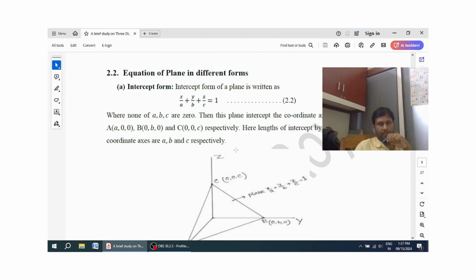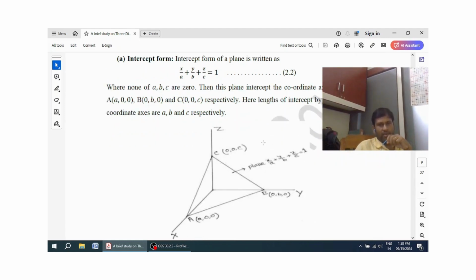Different forms of the plane. In the previous class we saw the different forms of a straight line in two-dimensional geometry, and here we see the different forms of a plane in three-dimensional geometry. This is the intercept form, just like the intercept form of a two-dimensional straight line.